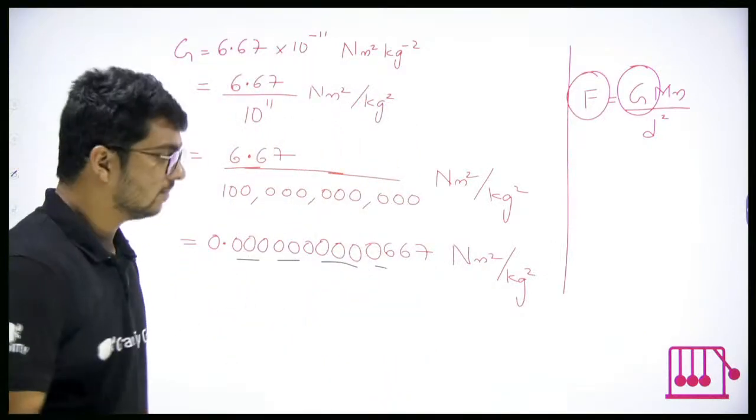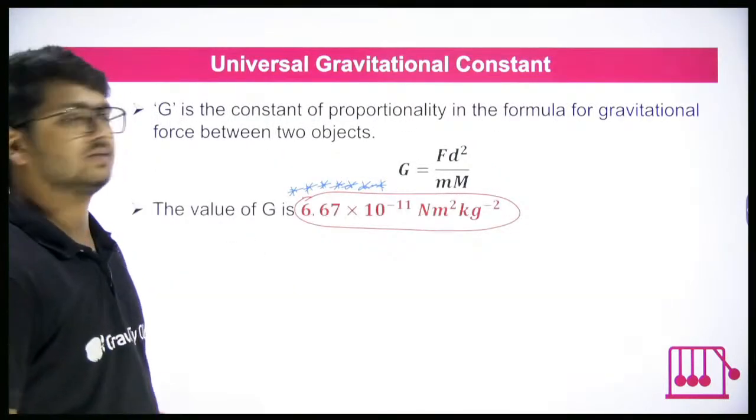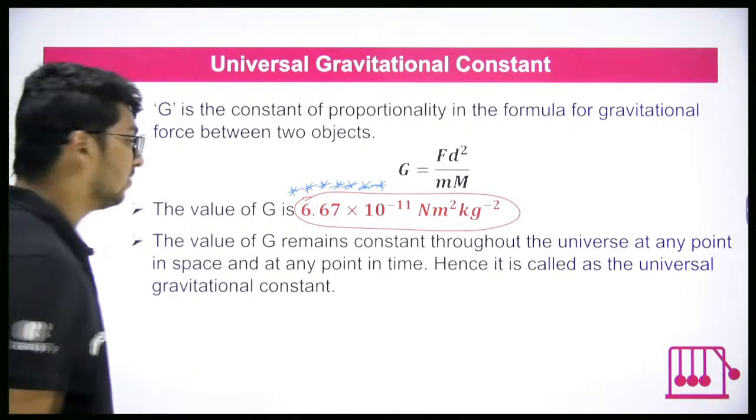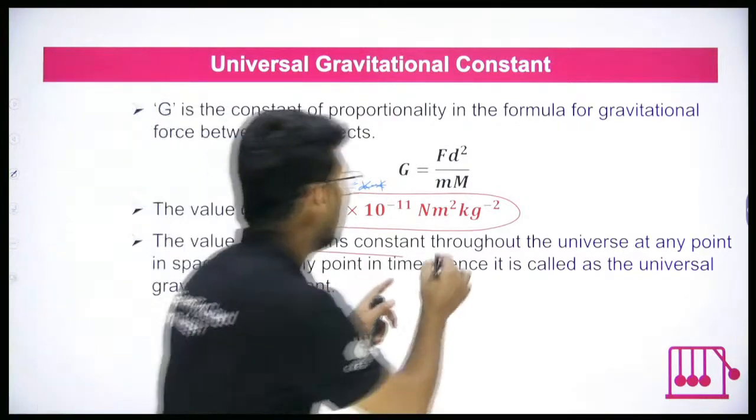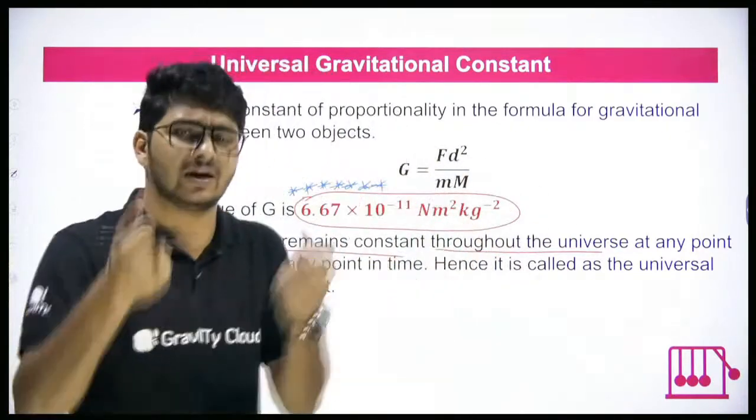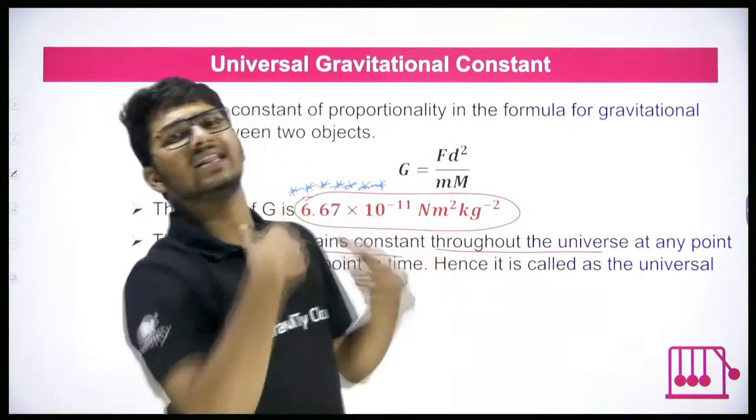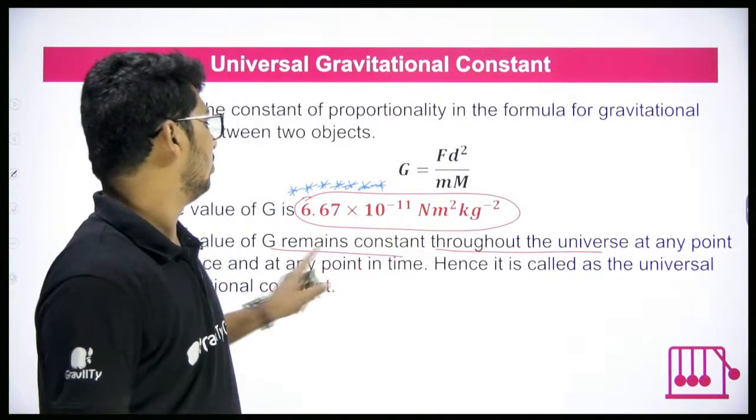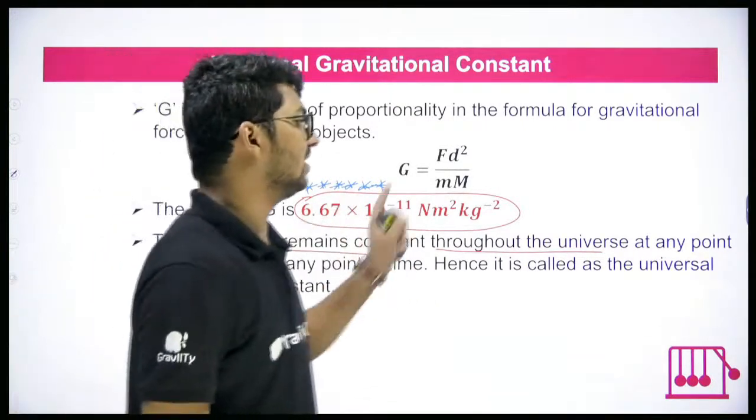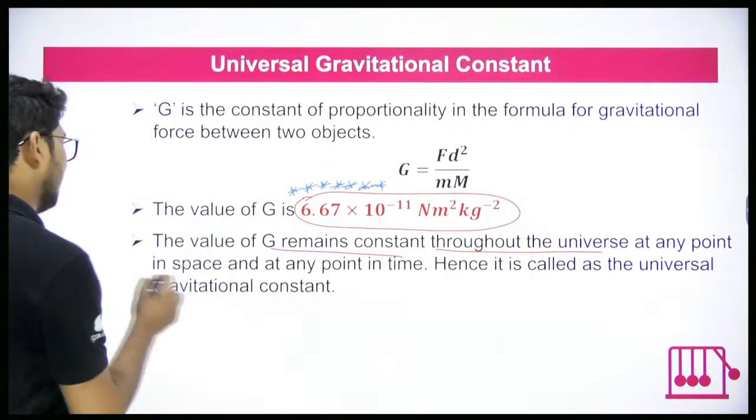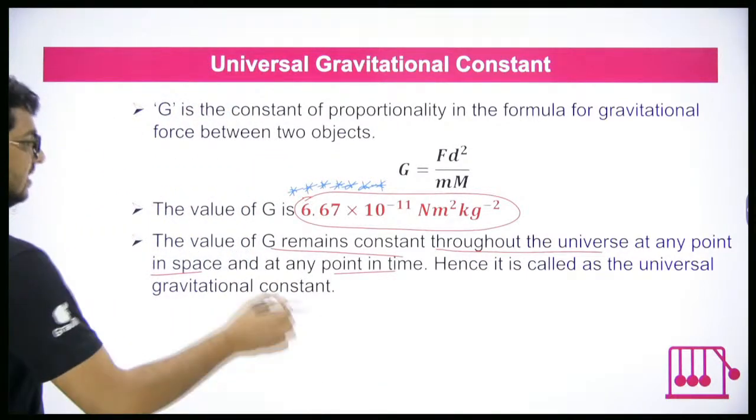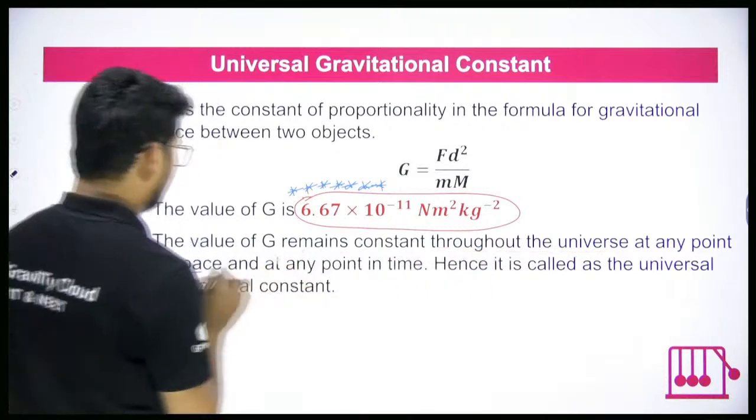We'll also go into an example, but I don't think we'll have much time. We'll do that in the next class. Do not worry. The important point is that the value of G remains constant throughout the universe, wherever you go. On Earth, on Moon, near the Sun, outside our solar system, in our galaxy, other galaxies, near other stars, the value of capital G remains the same. That is the reason why it's called universal. It is constant throughout the universe at any point in space and at any point in time, past, present, future. Hence it is called the universal gravitational constant.